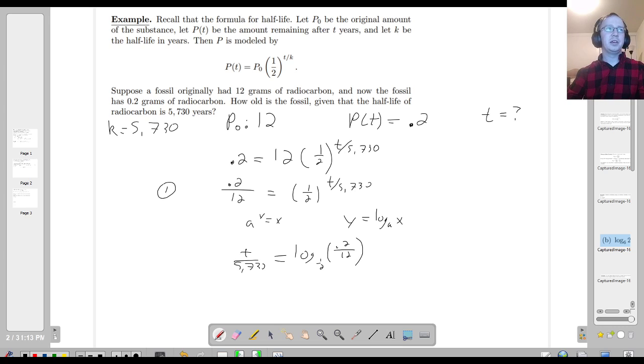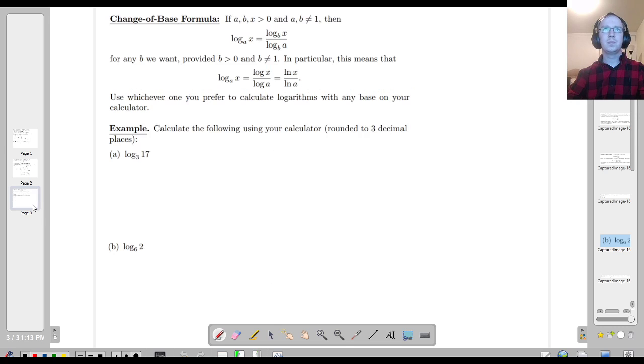Here's the unfortunate thing, I don't have a great way to calculate this. Even if I solve for t, 5,730 times that weird logarithm, I need to figure out a way that I can actually calculate this logarithm. So let's put this problem on hold while we develop a tool that's going to let us finish simplifying this. The new tool we're using is called the change of base formula. The way it's written here might look complicated, but here's the gist of it.